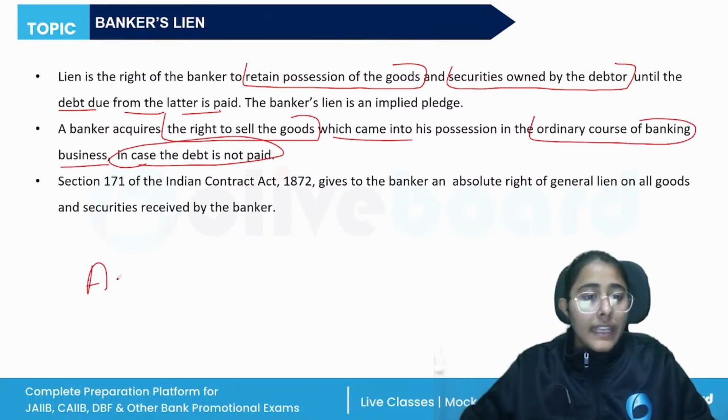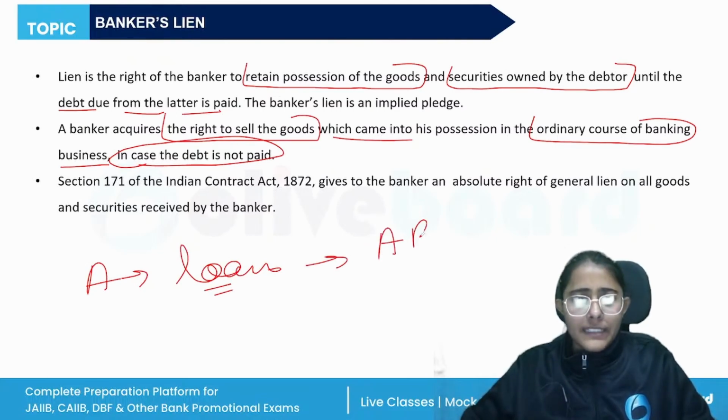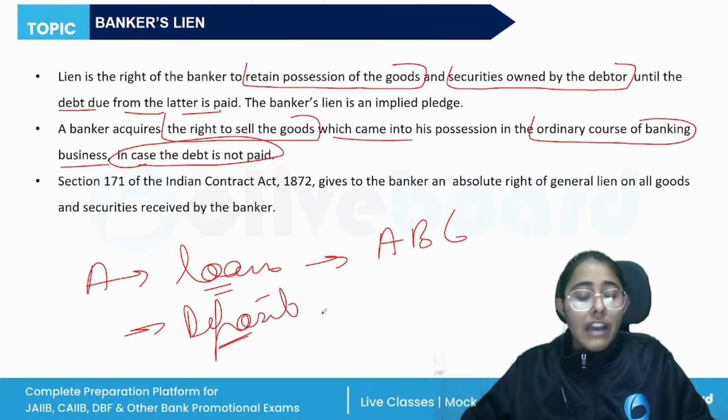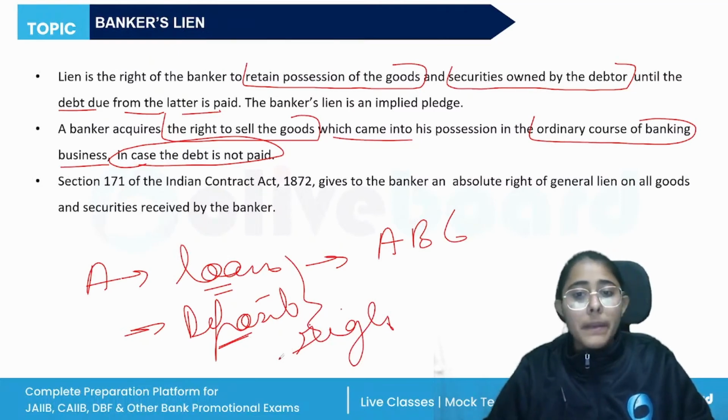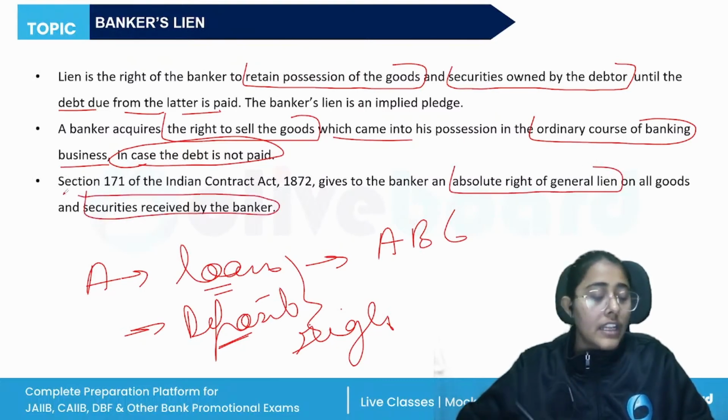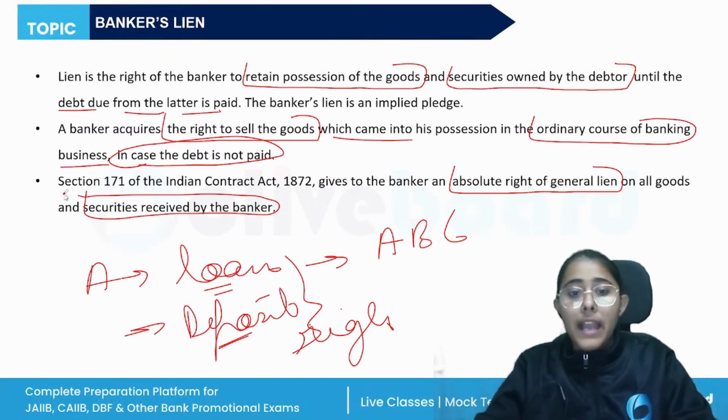Let's say the person A had taken a loan from a bank, let's say bank ABC, and at the same time, they had also kept their money in a deposit account. So the bank will have a right on this deposit account if there is a non-repayment of debt. So the banker has a general lien on all the goods and securities that are received by the banker. So the bank can then recover the amount, right? So that is a banker's lien.